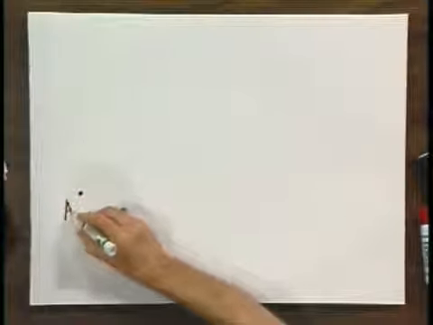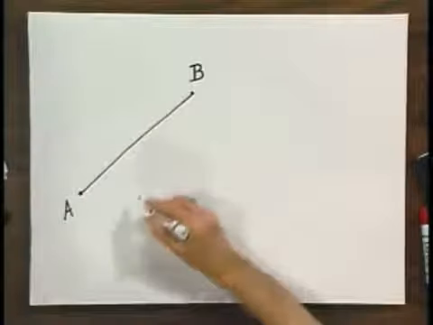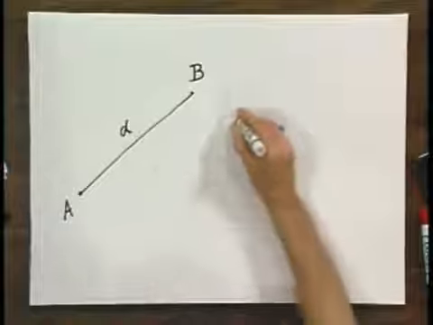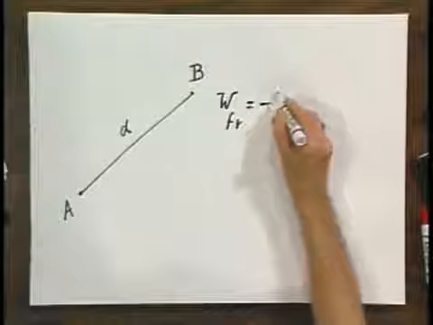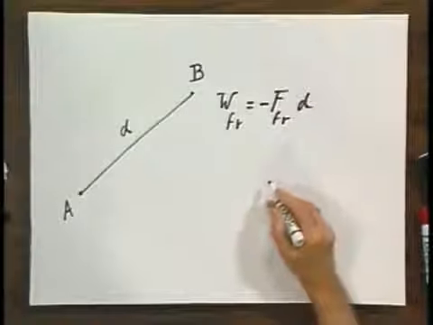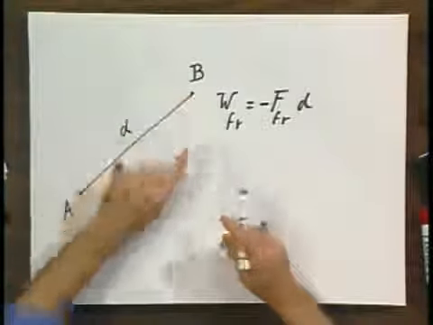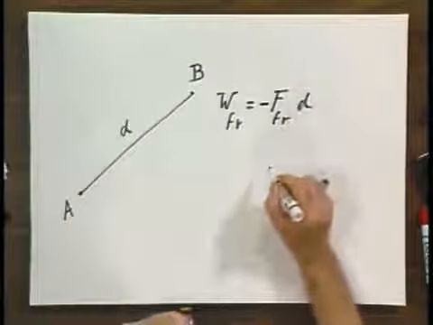So if the trajectory from A to B is a straight line, and if this distance equals d, then the work done by the frictional force would be minus F frictional force times d. It's negative because dl is in this direction and the force is in this direction. Friction always does negative work.